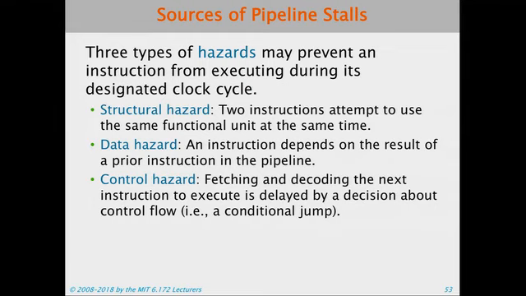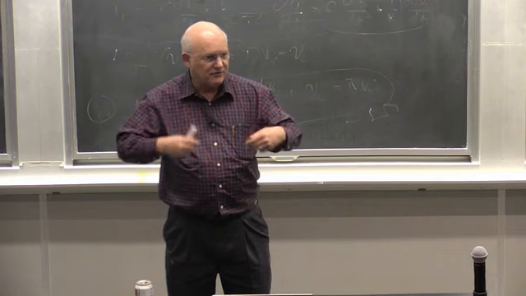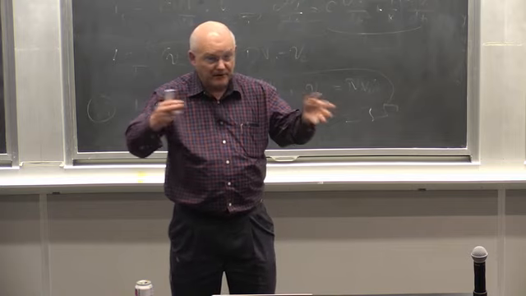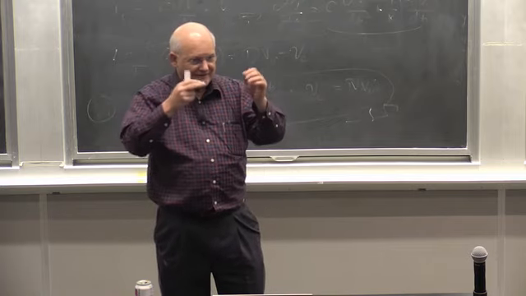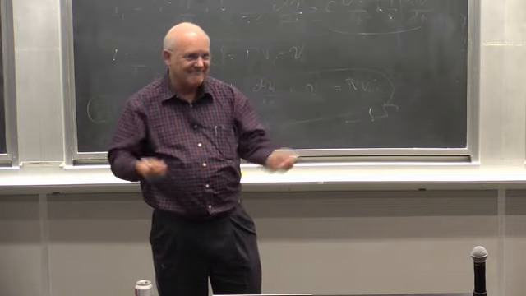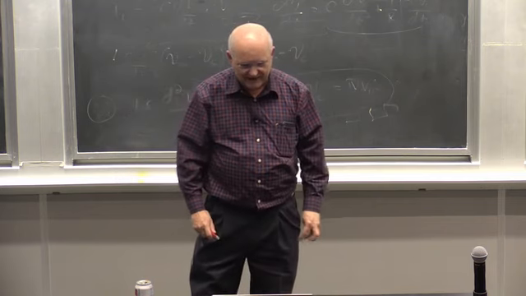Okay. So here's 3 types of hazards that can prevent an instruction from executing. First of all, there's what's called a structural hazard. 2 instructions attempt to use the same functional unit at the same time. If there's, for example, only one floating point multiplier, and 2 of them try to use it at the same time, one has to wait. Okay, in modern processors, there's a bunch of each of those, but if you have k functional units and k plus 1 instructions want to access it, you're out of luck. One of them is going to have to wait.